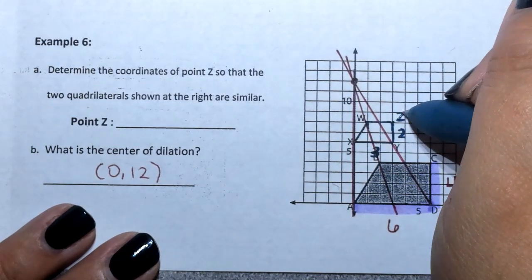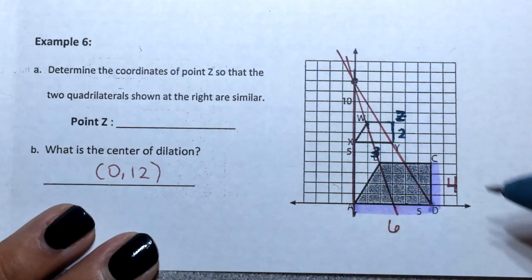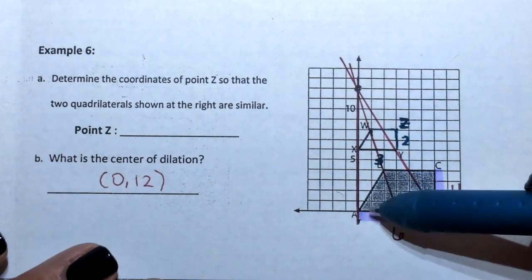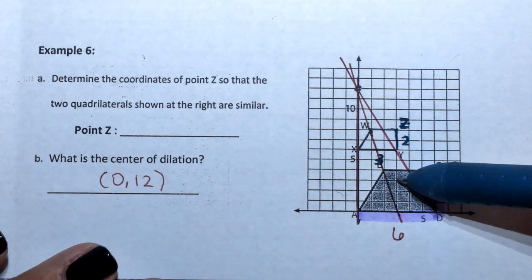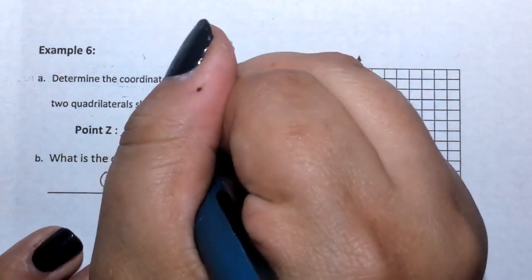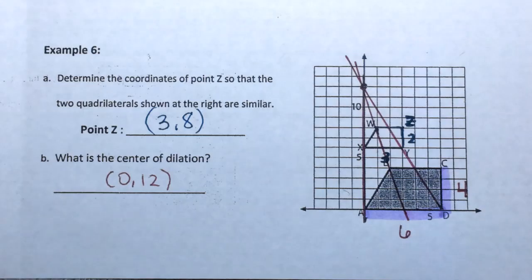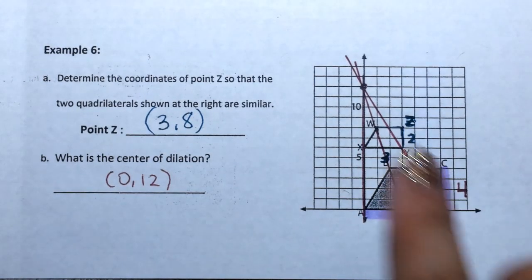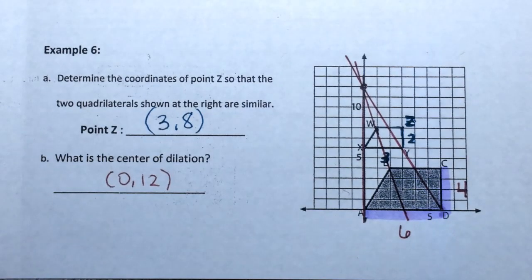Where is point Z at? Did y'all get 8? 3, 8? 3, 8. You have to make sure it is proportional. And then if you wanted to, you connect C and Z and it should go through the same thing. What questions do I have?